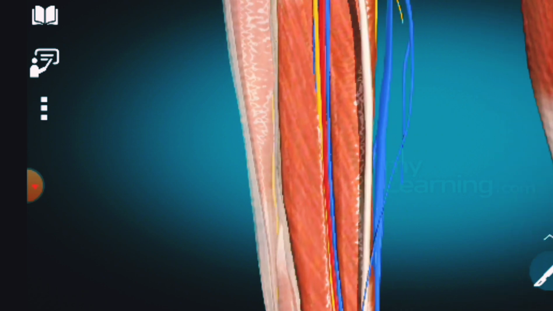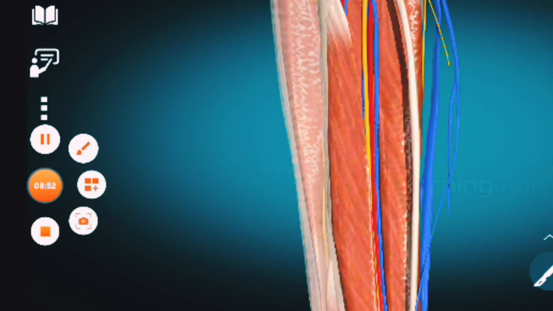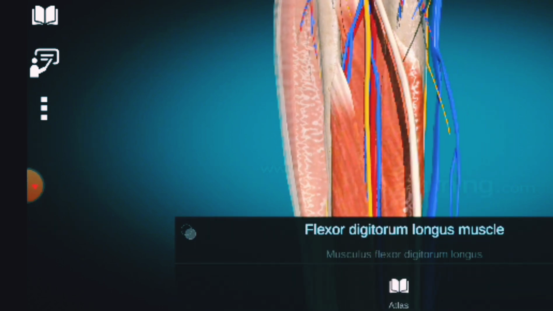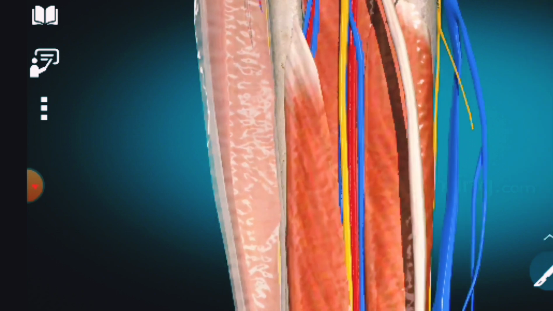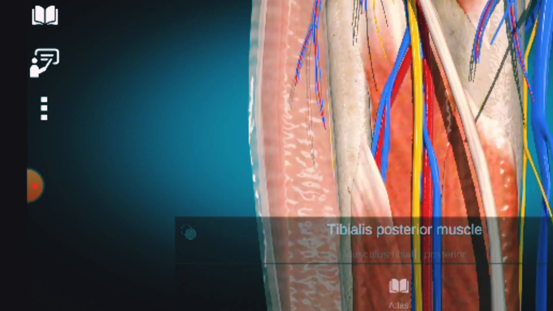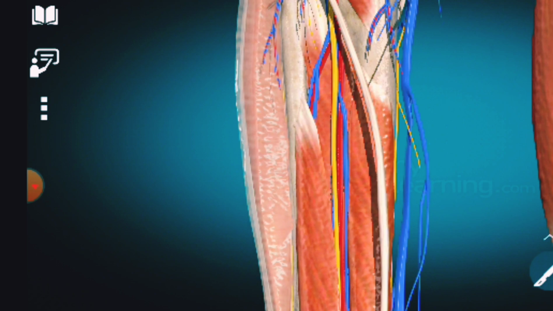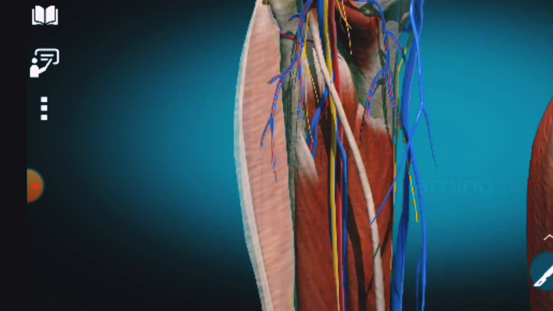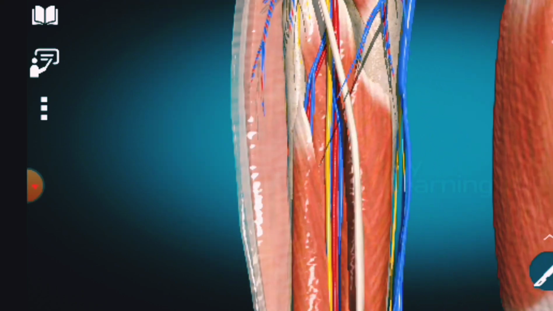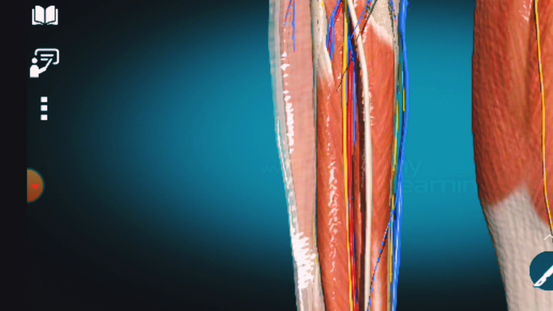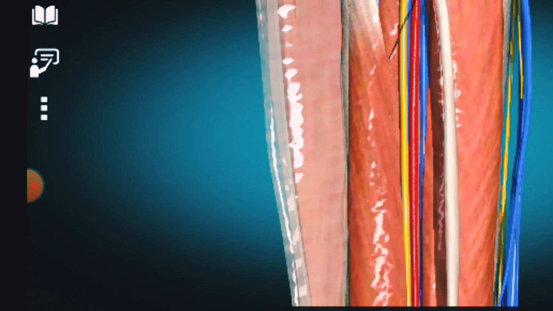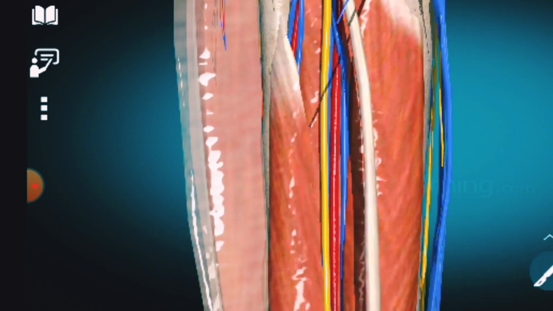So we begin with, this is flexor hallucis longus, and this is flexor digitorum longus, and in between them is always the tibialis posterior. So why are they called flexors? They are involved in flexion, plantar flexion. Dorsiflexion is the equivalent of extension, and plantar flexion is the equivalent of flexion. So these are flexors: flexor hallucis longus, flexor digitorum longus.